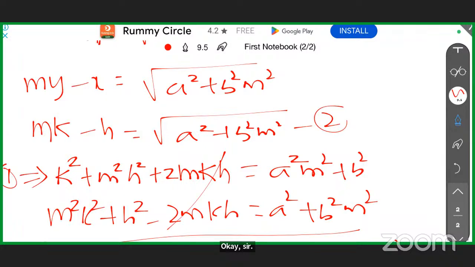Often we say we send the root to the other side. That is not sending the root to the other side. That is removing it. We are doing squaring. Just we are squaring, just for clarifying your doubt. Okay.